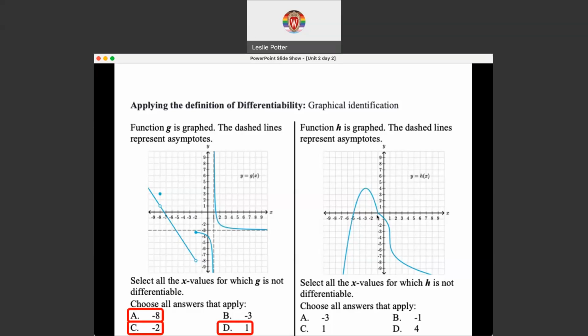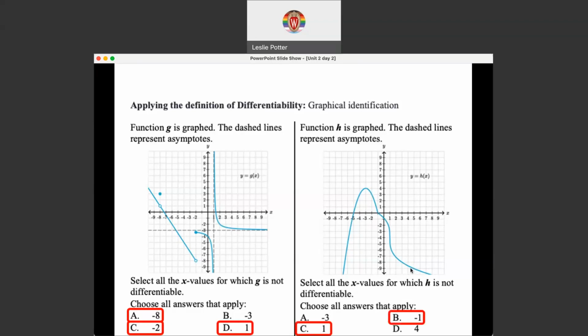-1. Here's -1. That's a cusp, right? We've got a curve coming into another curve. That's a cusp. So that's not differentiable. So B, it fails to exist. C, 1. 1 is right here. That looks like a vertical tangent to me, right? So that derivative fails to exist there. And 4, D, this looks continuous and smooth, so we're good there.